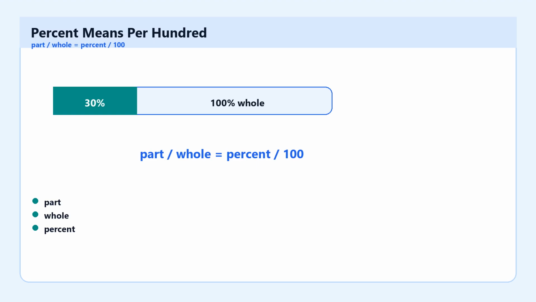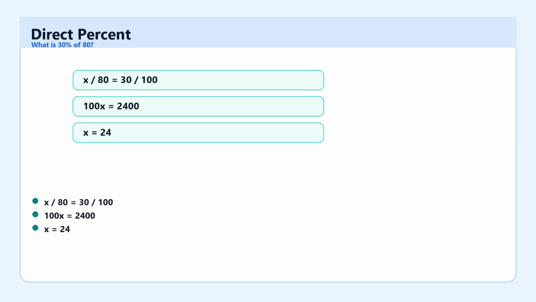What is 30% of 80? Step 1. Identify the whole. The whole is 80. Step 2. Identify the percent. The percent is 30. Step 3. Write x over 80 equals 30 over 100. Step 4. Cross multiply. 100x equals 2400. Divide by 100, and x equals 24. So 30% of 80 is 24.